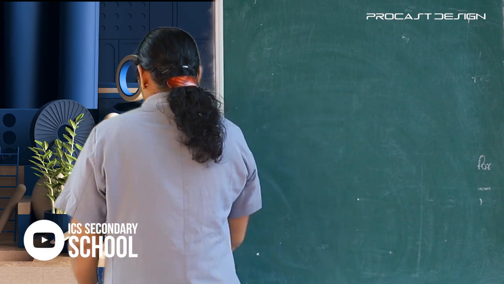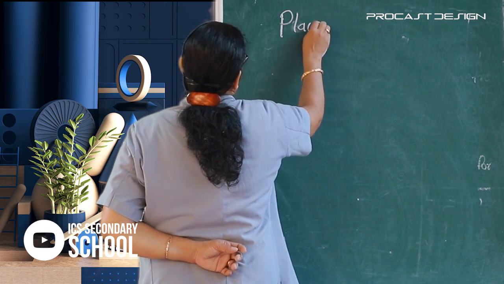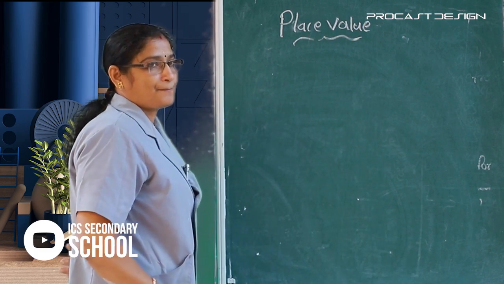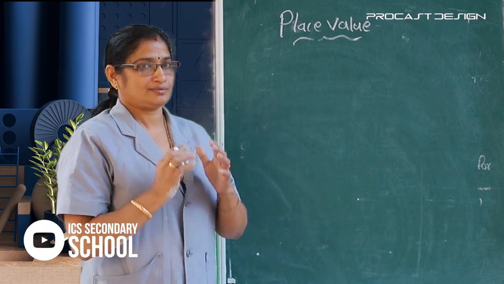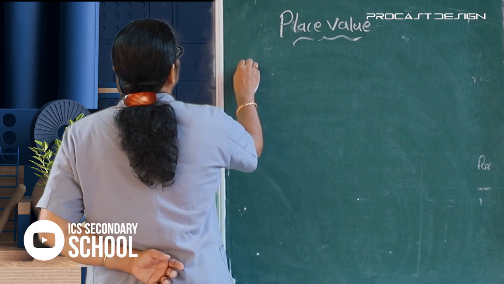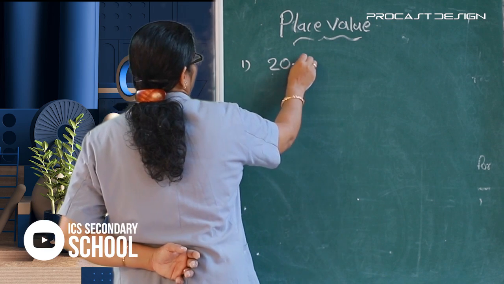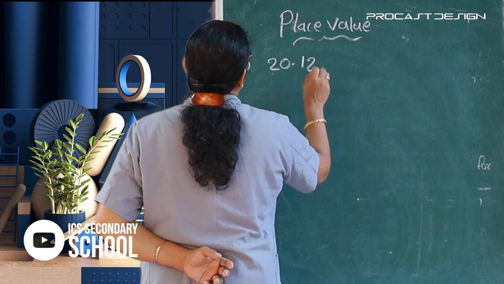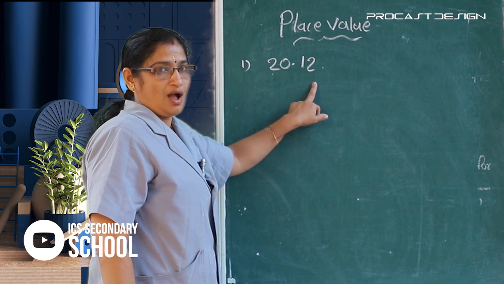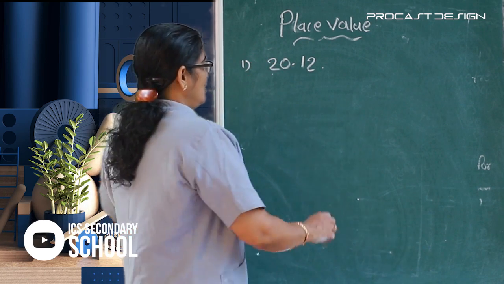Next side heading: place value. Again, find the place value. The first number is 20.12. Again find the place value in this number.